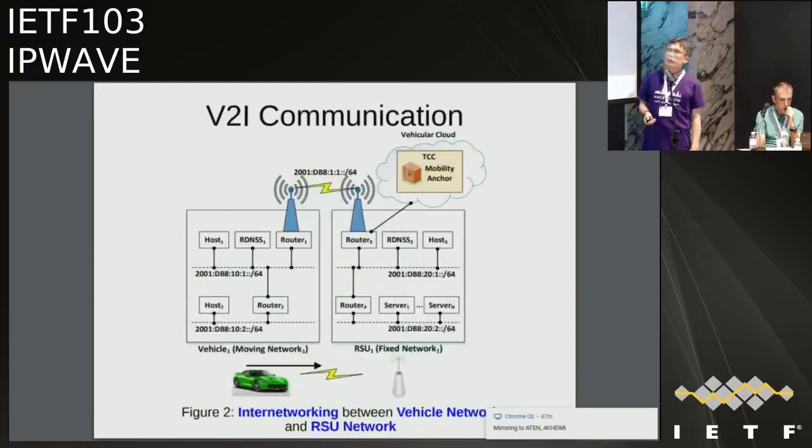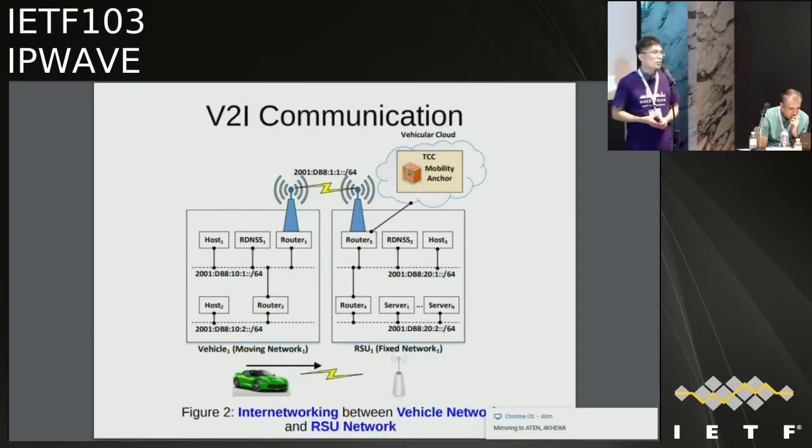So this figure shows a V2I communication scenario. You can see on the left-hand side the vehicle network, and on the right-hand side the RSU in the internal network. So nowadays, the industry is trying to make an internal network using gigabit Ethernet, providing some diagnosis or other sensing for adaptive cruise control purposes. Much data can be generated.